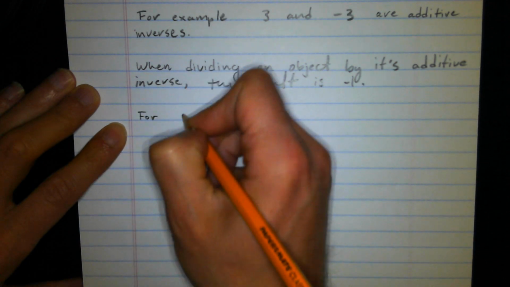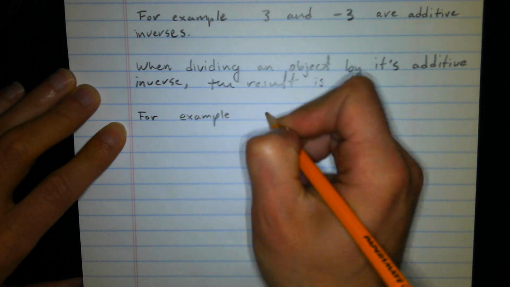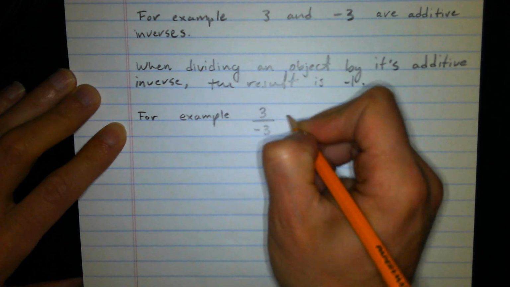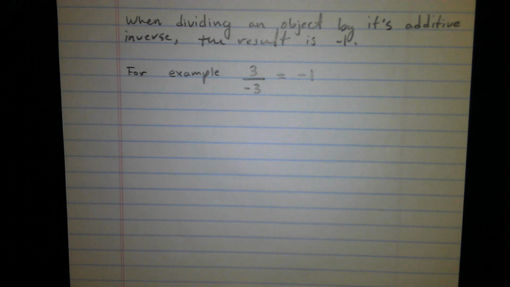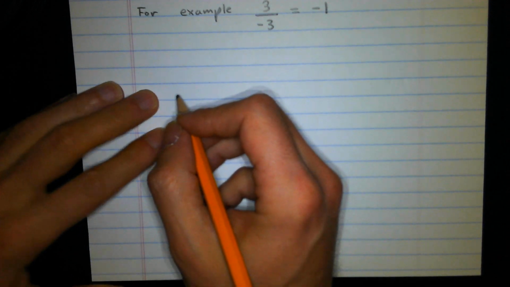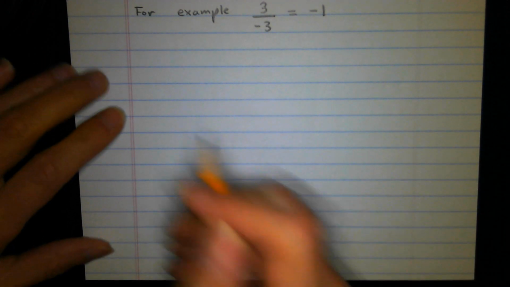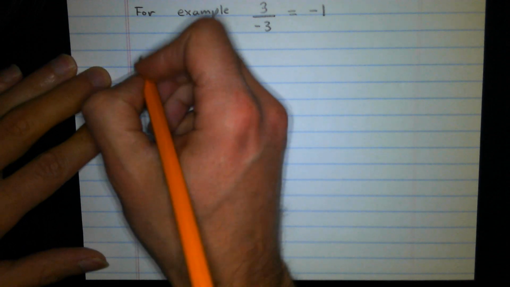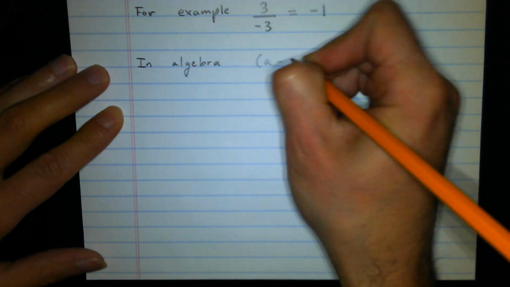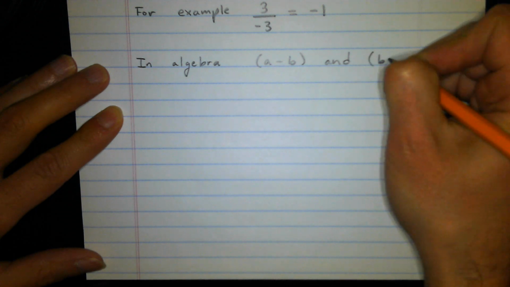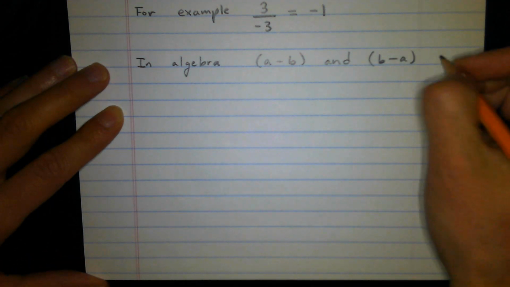And we'll just use the same example as above. For example, 3 divided by minus 3 equals -1. Okay, so what does this look like when we're doing algebra? Well, it just simply looks like this. Okay, so just move this up. Okay, so actually I'm just gonna swap out my pencil here. It's getting a bit dull. Okay, so when we're doing algebra, in algebra, a minus b and b minus a are additive inverses.